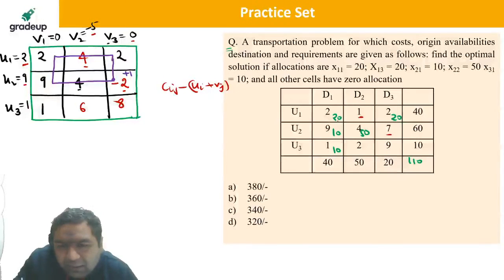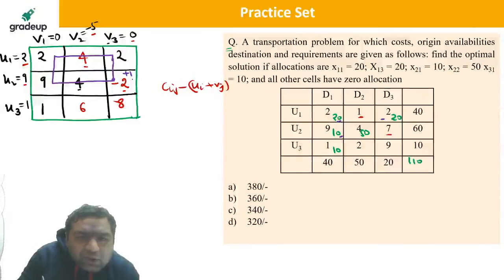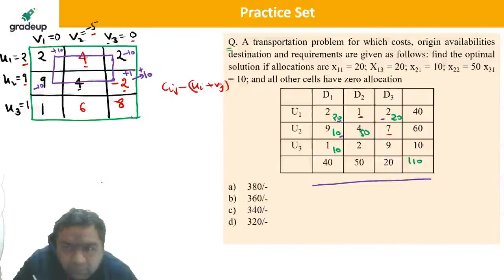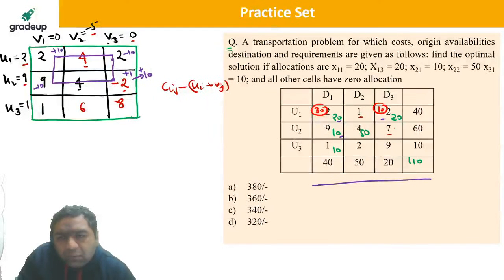If in the closed loop you see here it is 20, 20 and 10. The minimum is 10. We can go for an allocation of 10. When you allocate this 10 here, it will be plus 10, minus 10, then plus 10 and minus 10. And the new allocation table you will be getting. Okay, I am writing in the same table with a different color. New allocations are 30 here, 10 here, 10 here and 0 here.